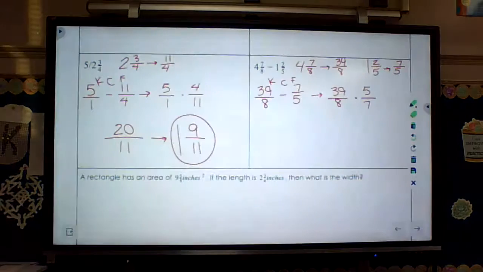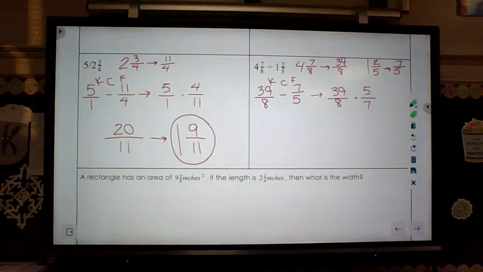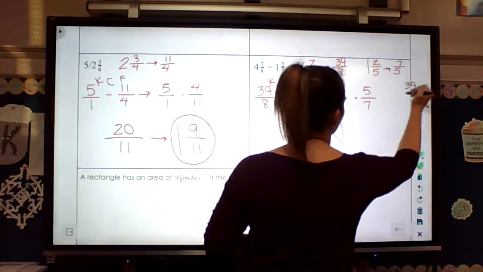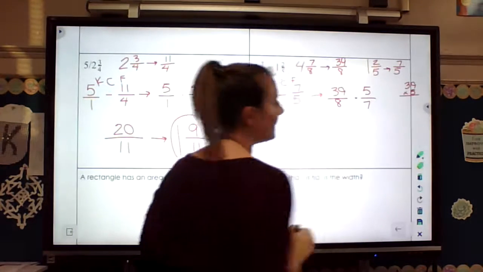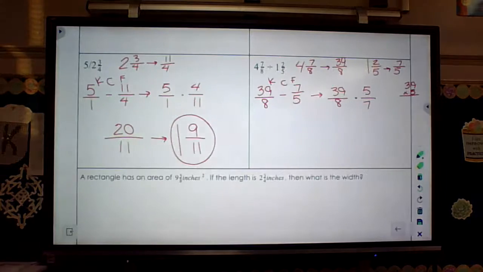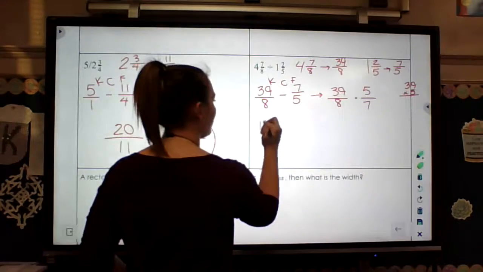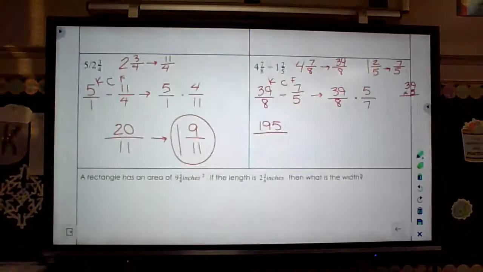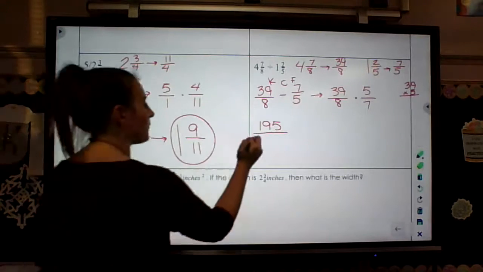This one, I am dealing with really big numbers, and unfortunately, I cannot cross simplify. So this is going to be the toughest problem on the page, but we just need to multiply straight across. So for 39 times 5, you're just going to have to set up off to the side, 39 times 5. You would work that out, and what you would end up getting is 195 on the top. On the bottom, it's a little bit easier. 8 times 7 is just going to give you 56.